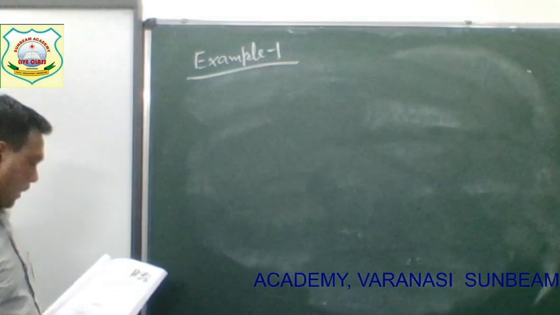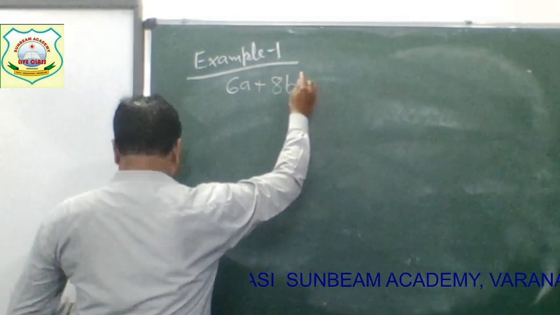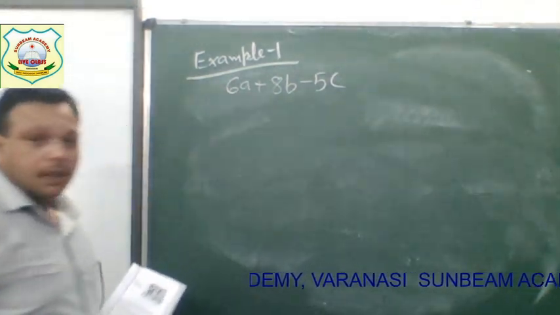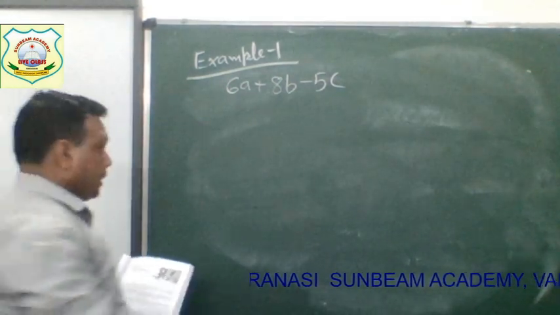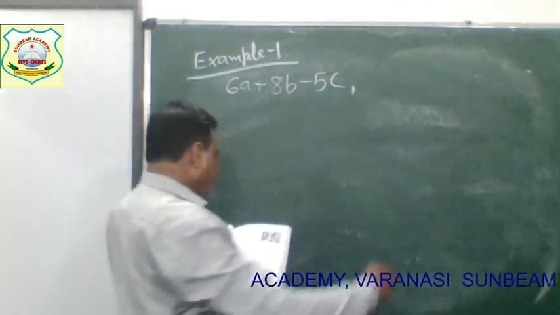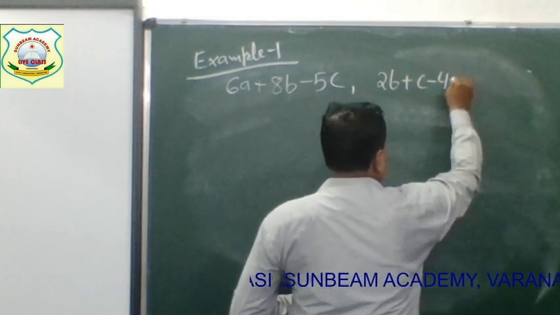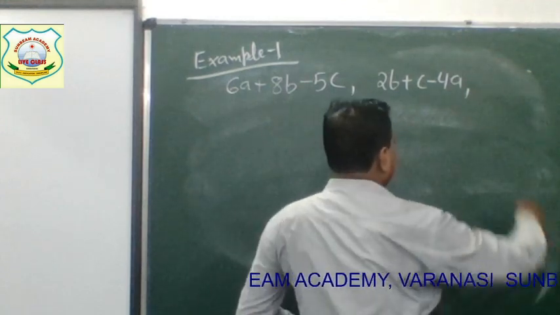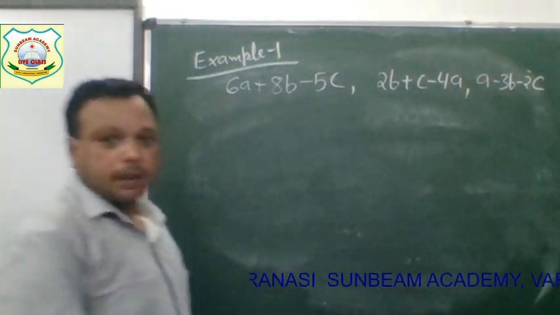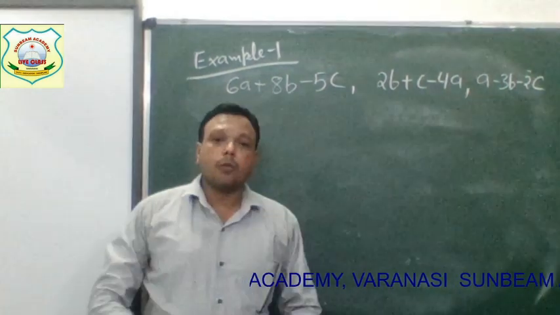Example 1. There is given 6a plus 8b minus 5c. Next question, there is given the next expression, 2b plus c minus 4a. And the next one is given, a minus 3b minus 2c. Students, we want to add these. How will we add?